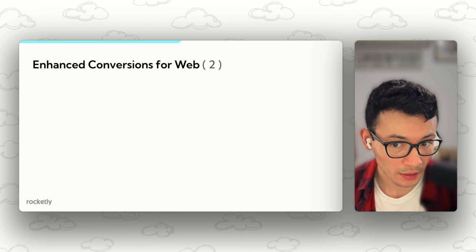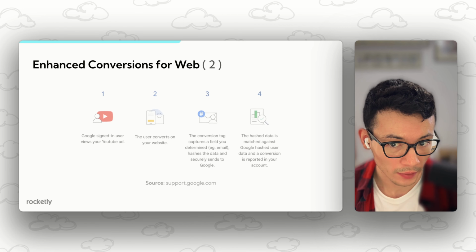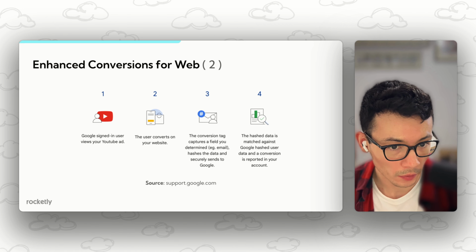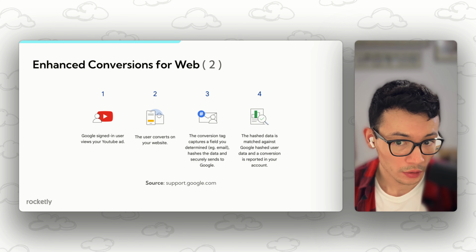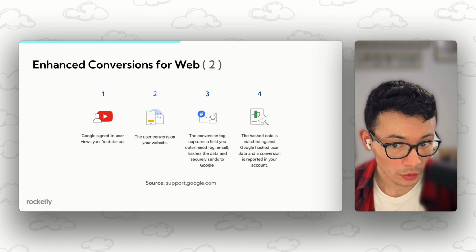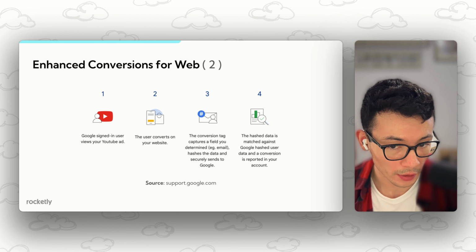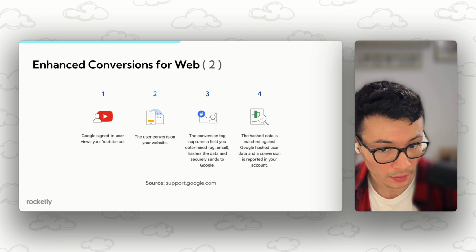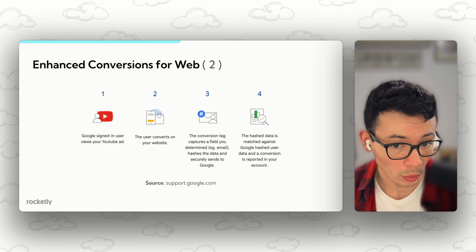So here's a visual representation of how this might look. This is pulled from one of Google's documentations. In step 1, you can see a user is signed in to Google or YouTube, they watch a video, they click on one of your YouTube ads, they then get sent to your website.